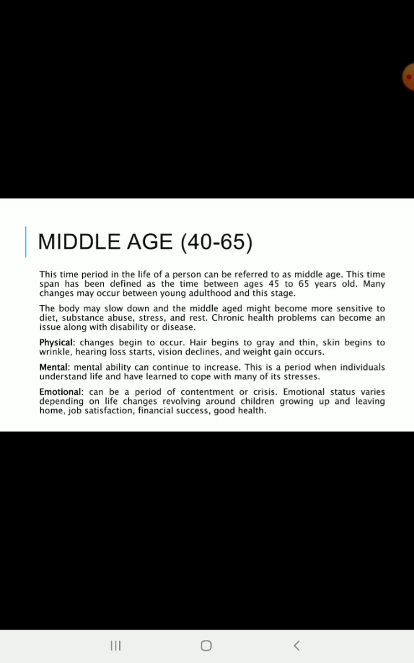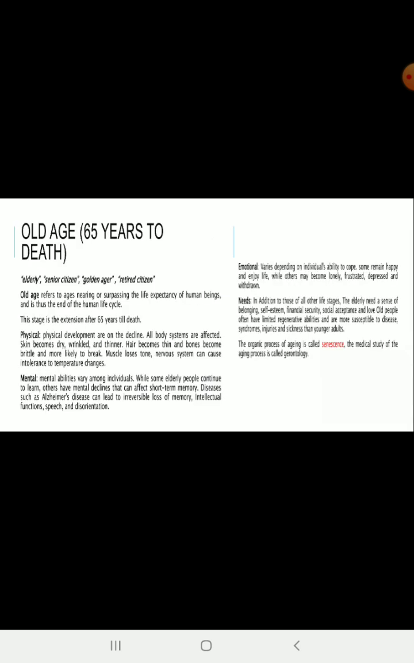This is the period when individuals understand life and learn to cope with many stresses. Emotional: this is a period of contentment or crisis. Emotional status varies depending on life changes revolving around children growing up and leaving home, job satisfaction, financial success and good health. In old age, physical development, mental development and emotional needs are all involved.